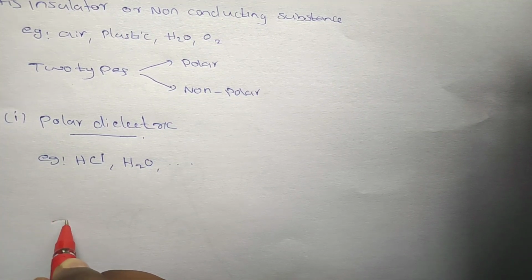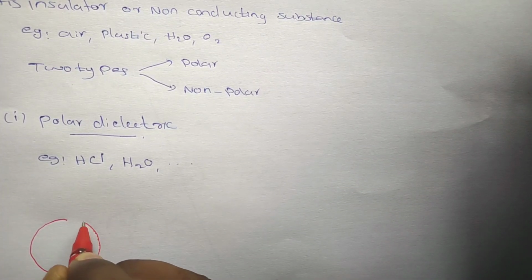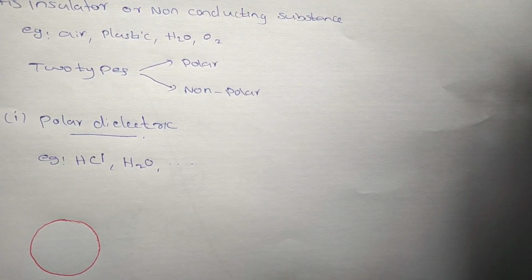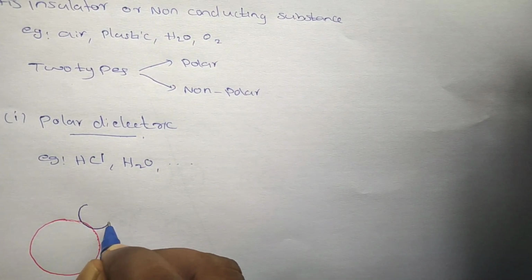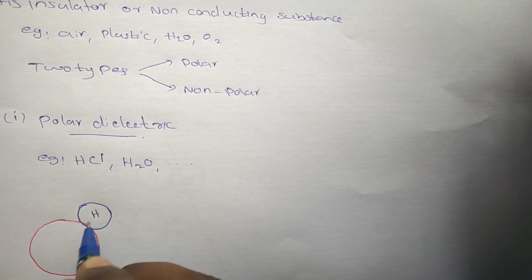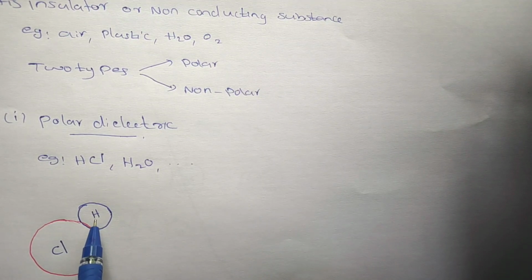So what is the atomic number of chlorine? The chlorine atomic number is 17. Okay, so it is large in size. And what about the hydrogen? Hydrogen's atomic number is 1. Okay, this is hydrogen and this is chlorine. Clear? Hydrogen has how many electrons? Hydrogen has 1 electron and the nucleus of the hydrogen has 1 proton. Clear? So 1 electron is attracted by 1 proton.